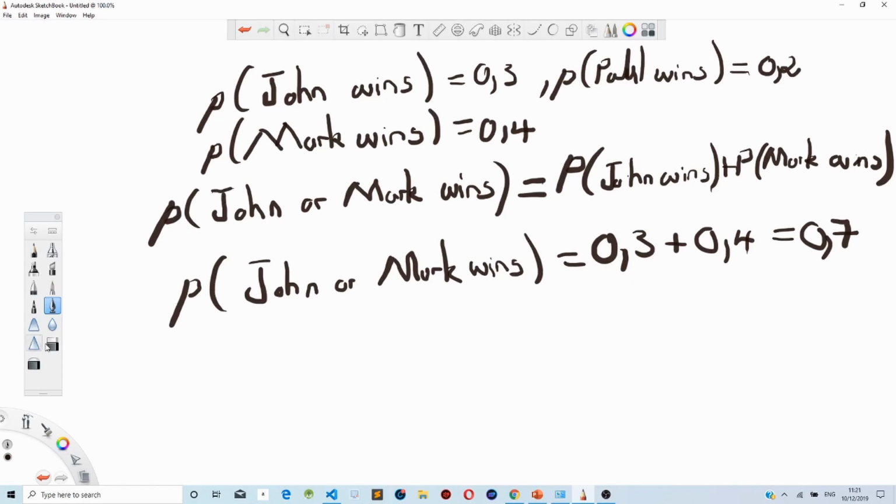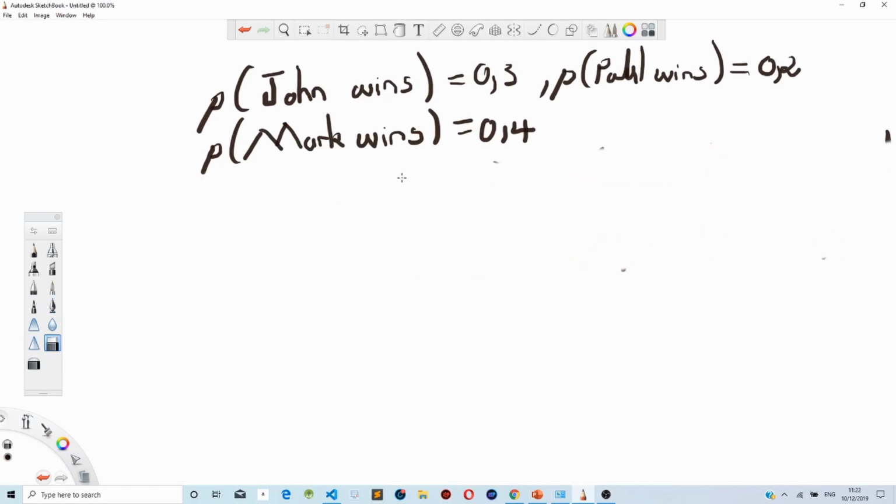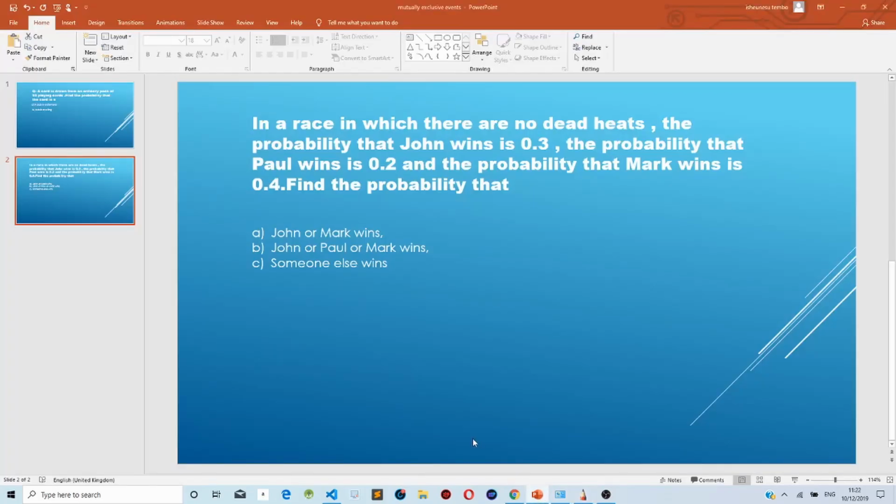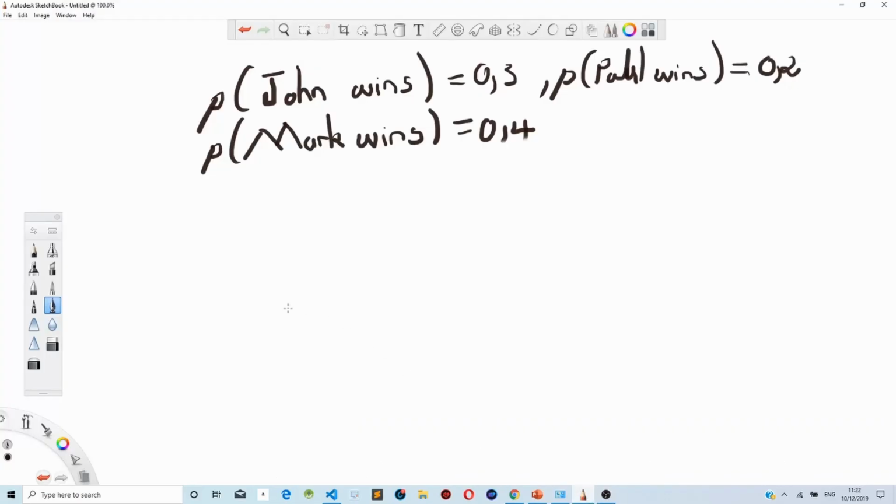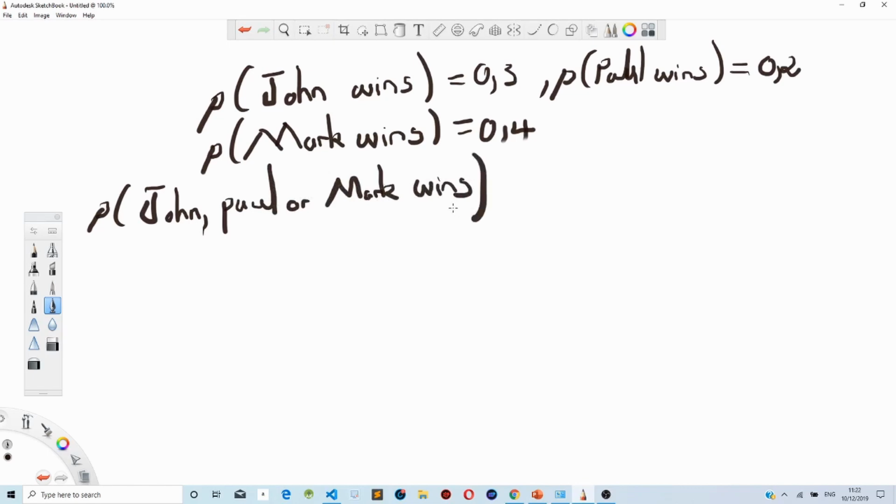Let us take a look at the second part of the question. John or Paul or Mark wins. The probability that John, Paul, or Mark wins. Let's say these three are competing in a race, we can only have one winner. It's either John, Paul, or Mark. We cannot have John, Paul, and Mark win at the same time. There can only be one winner.